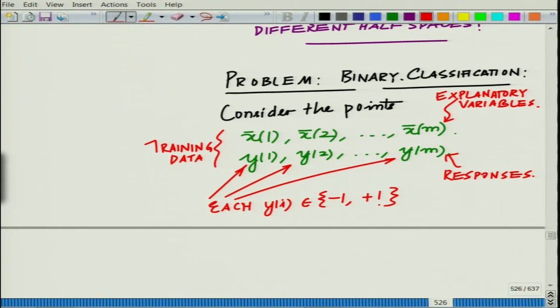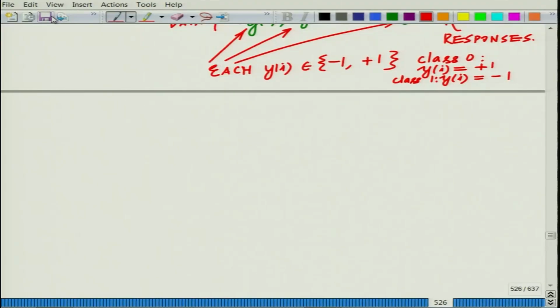We denote the classes as, let us say, class 0, and we are going to see this has a very big use. Class 0 has yi equal to +1, or -1, it does not really matter as long as you are consistent with the notation. So, for class 0 we say yi equal to +1, and if the class is 1, the response is -1.